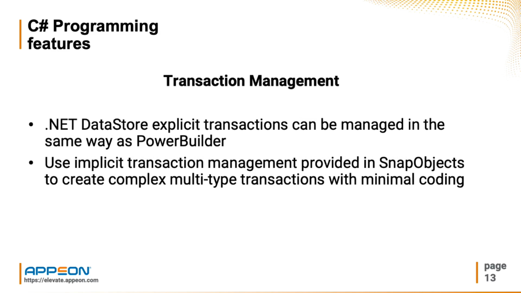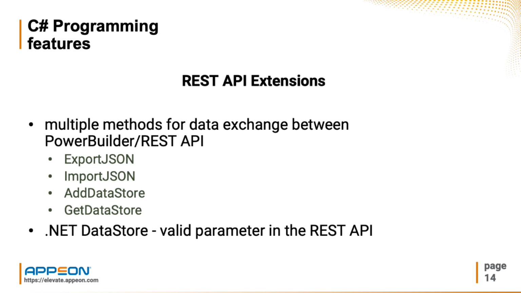You can also manage transactions in two different ways. .NET DataStore explicit transactions can be managed in the same way as PowerBuilder, or you can use implicit transaction management that is provided in SnapObjects to create complex multi-type transactions with minimal coding. That's a very elegant technique. And now for the REST API extensions, it provides multiple methods. For example, export JSON, import JSON, add DataStore, or get DataStore to facilitate the data exchange between the PowerBuilder client and the REST API. The .NET DataStore is a valid parameter type in the REST API actions.